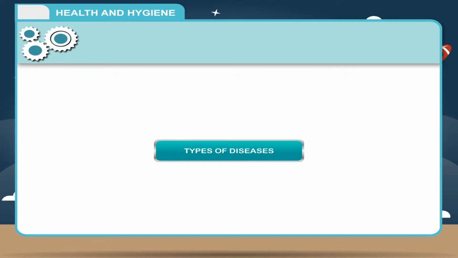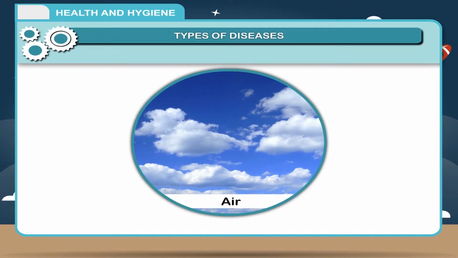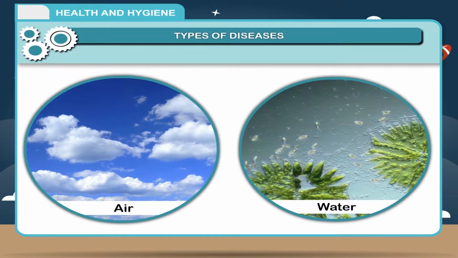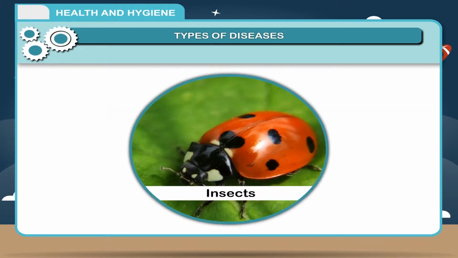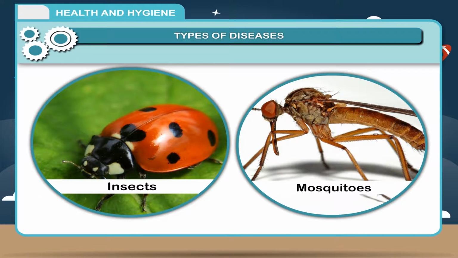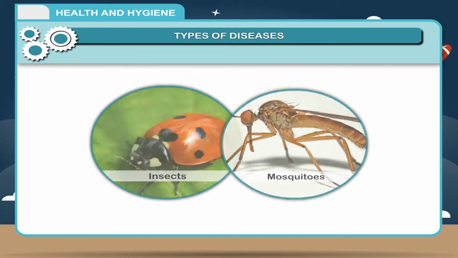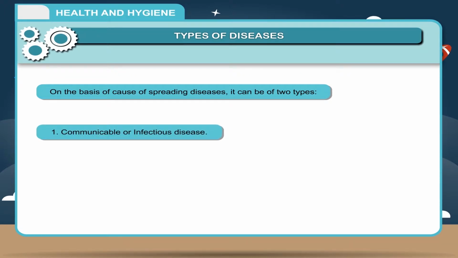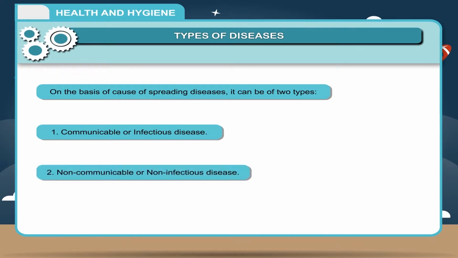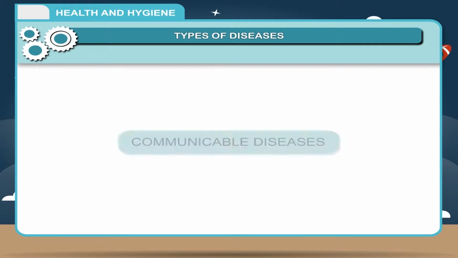Types of diseases. Some diseases are transmitted through air, water, and contact, or through animals such as flies, insects, mosquitoes, etc. On the other hand, some diseases are not transmitted. On the basis of the cause of spreading diseases, they can be of 2 types. 1. Communicable or infectious disease. 2. Non-communicable or non-infectious disease.